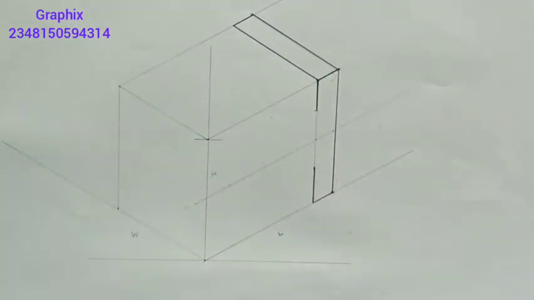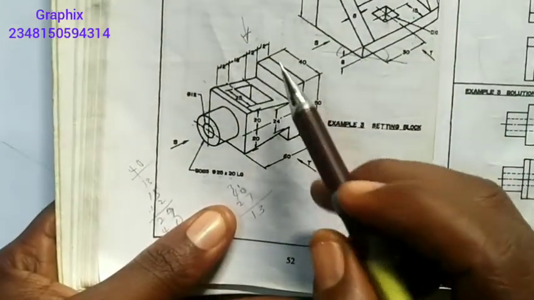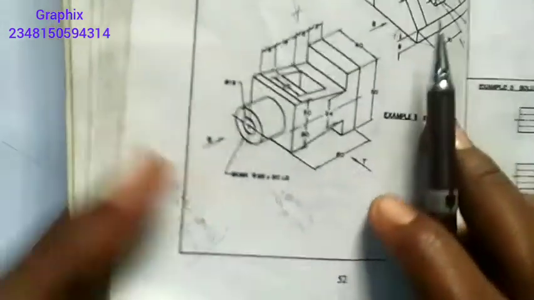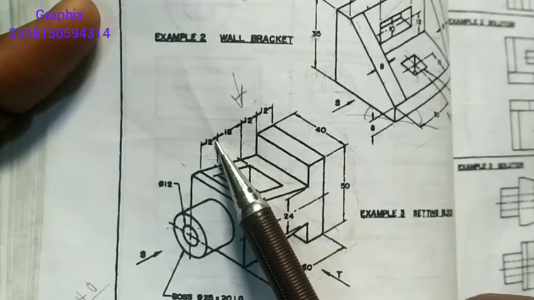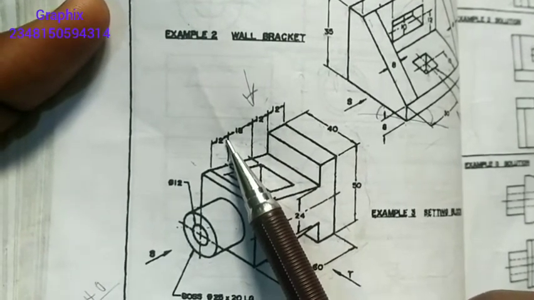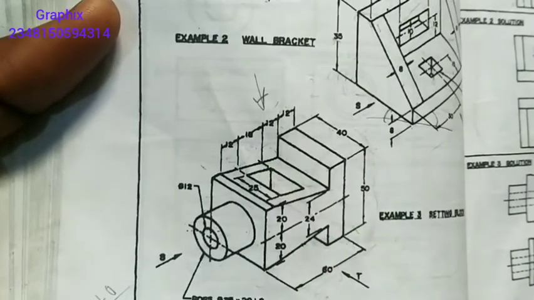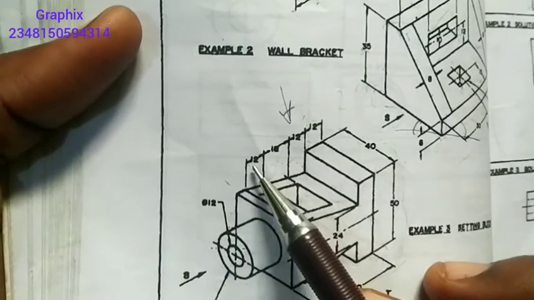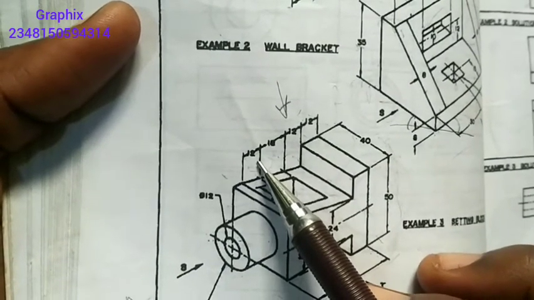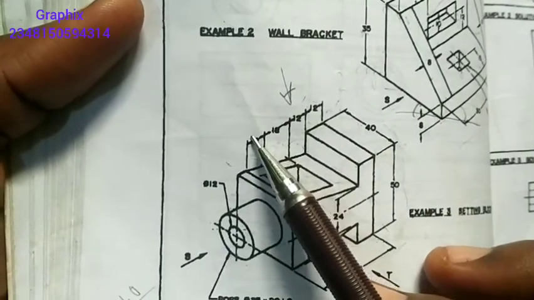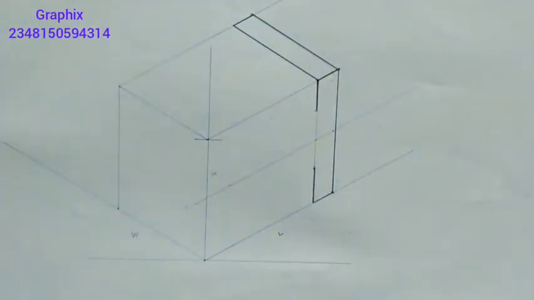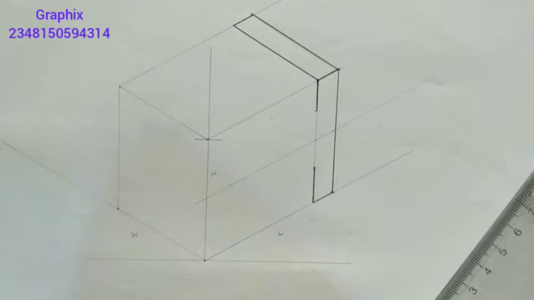Now if you look at this diagram very well, you get to understand that from here to here is 12. Look at it very well. From here to here is 12, another 12, 24, another 12, 36, right? 24 plus 18 will give me 42, plus another 12 will give me 54, right? So if you remove 54 from 60, you'll be having what? 6 left.